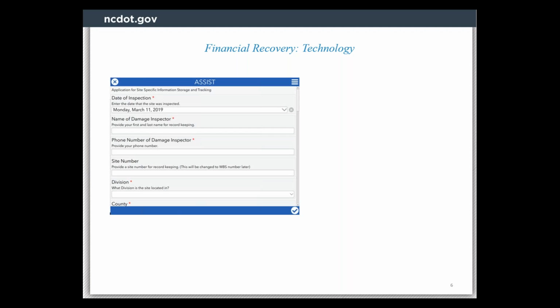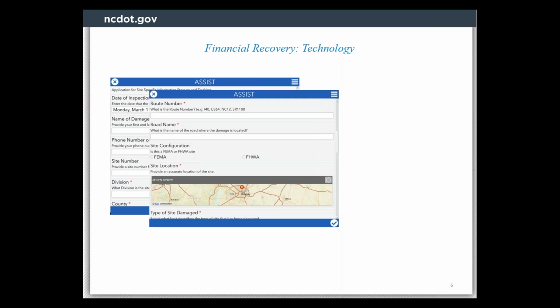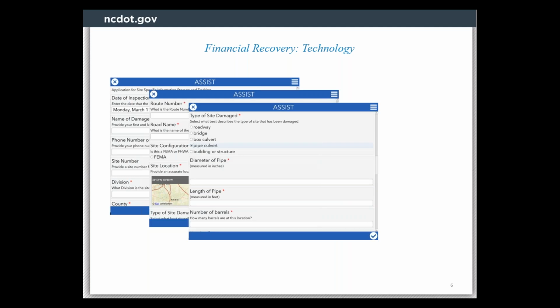And so the first thing you need to know is, when are you doing the inspection? Who's doing the inspection? Assigning it a site number. Where is this? So the inspector is prompted with specific information that he or she has to populate when doing that preliminary damage assessment. Whether or not they know if it's a FEMA route or an FHWA route, that's certainly important to us in our state. And then it just continues to prompt.